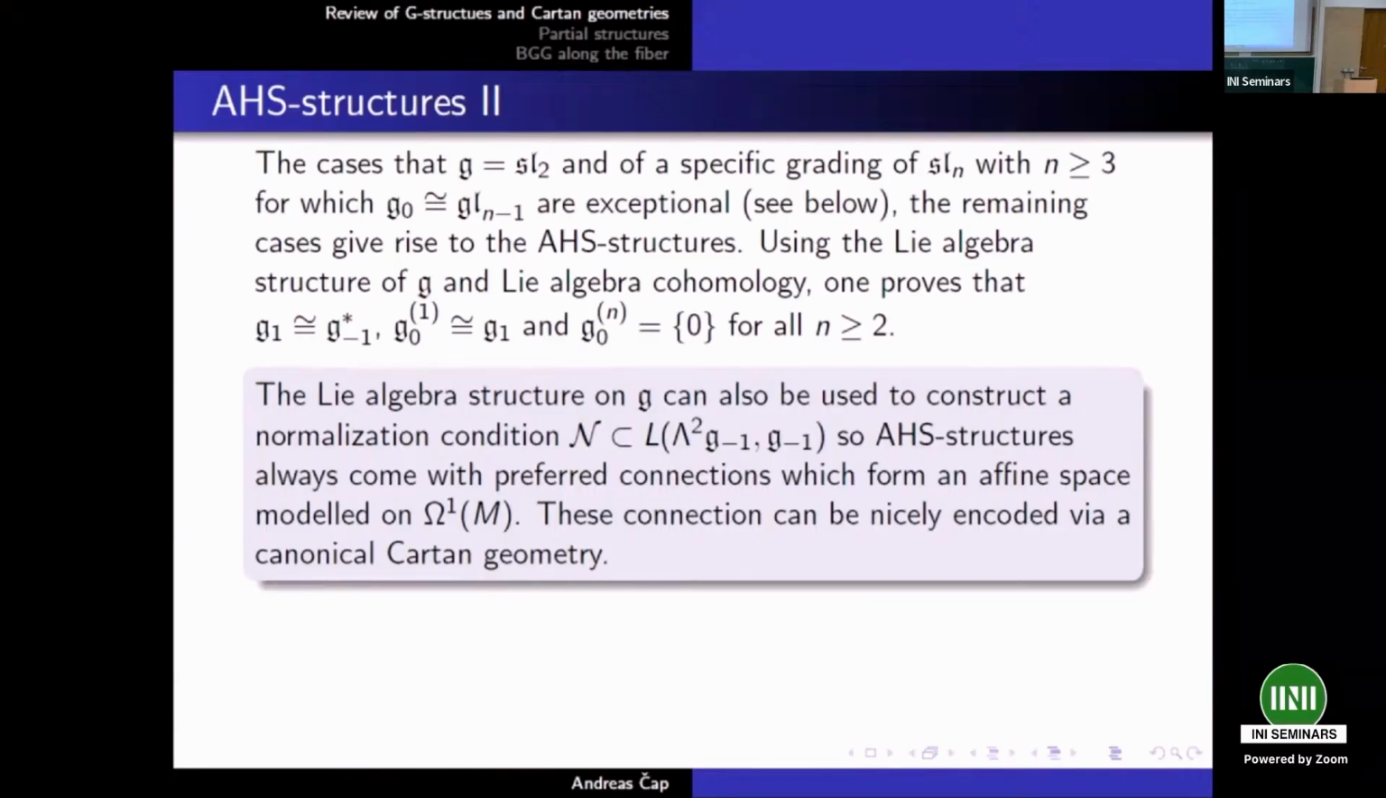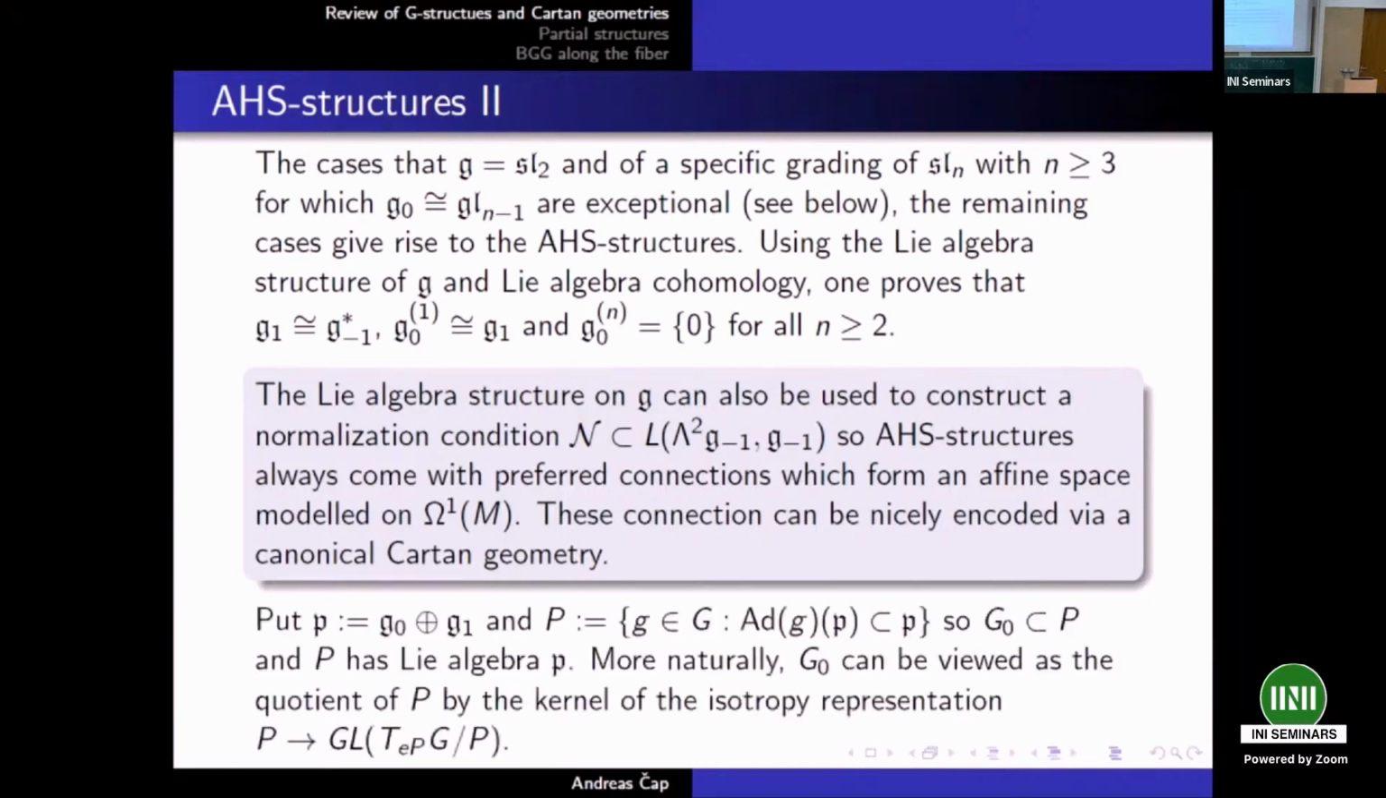Okay. And now it turns out that you can associate to such an AHS structure a canonical Cartan geometry. And actually, depending on your approach, you can view this Cartan geometry as encoding these preferred connections. So what you do is you start with your AHS structure, you go to the space of all preferred connections, and you endow that space with a Cartan geometry. Okay, so let me explain this a bit more.